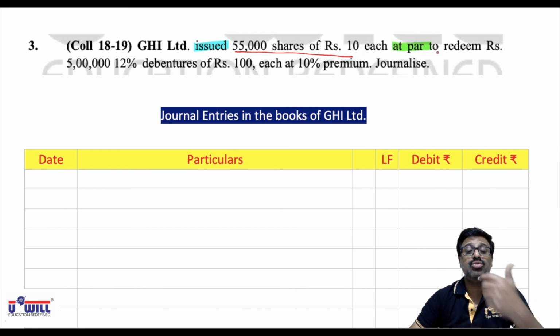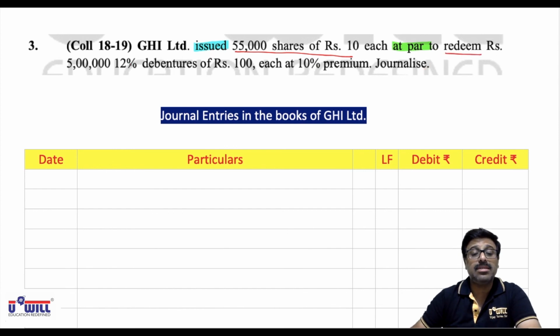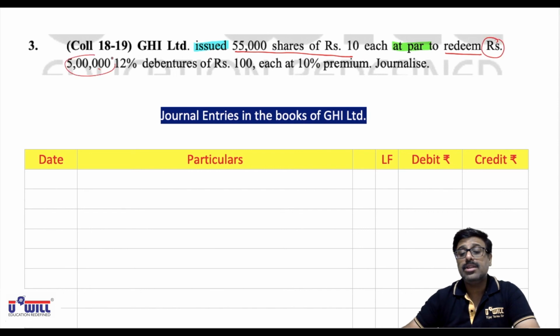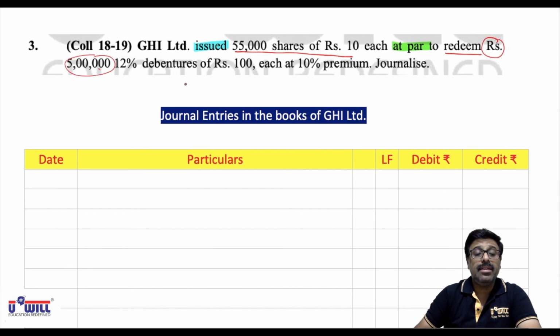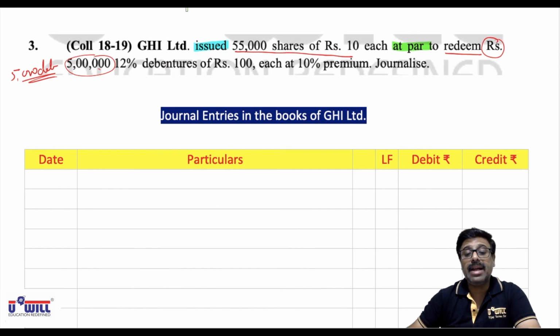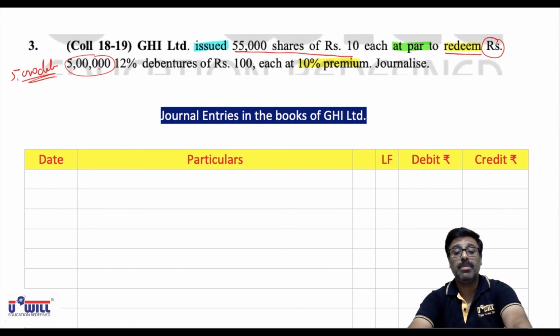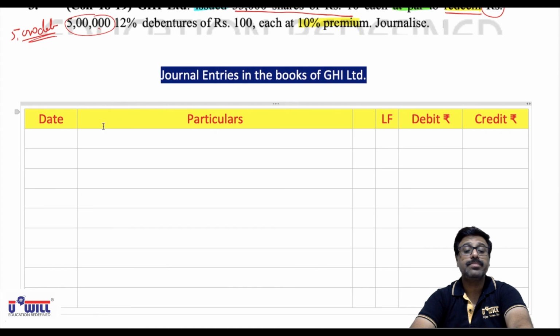So debenture holders to equity share capital. To redeem rupees 5 lakhs. So 5 lakhs divided by 100, 5,000 debentures would be there. 12% debentures of 100 each, but they are to be redeemed at 10% premium. So journalize. All of you make the formats and try the question on your own.